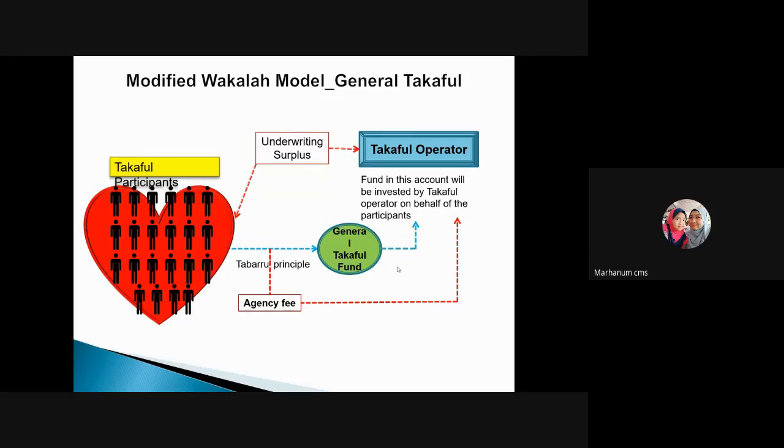So now modified. We have a modified wakalah model for general takaful and we also have a modified wakalah model for family takaful. The rest are the same. Modified in terms of underwriting surplus here, shared between the participants and takaful operator. General takaful is because of this one general takaful fund only. Wakalah model is in terms of deductions of upfront fee for agency work. Overall, the contract adopted is still the tabarru contract, which is a donation contract.